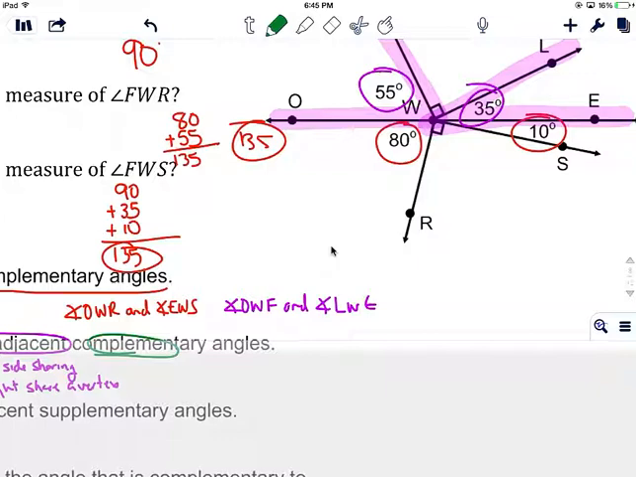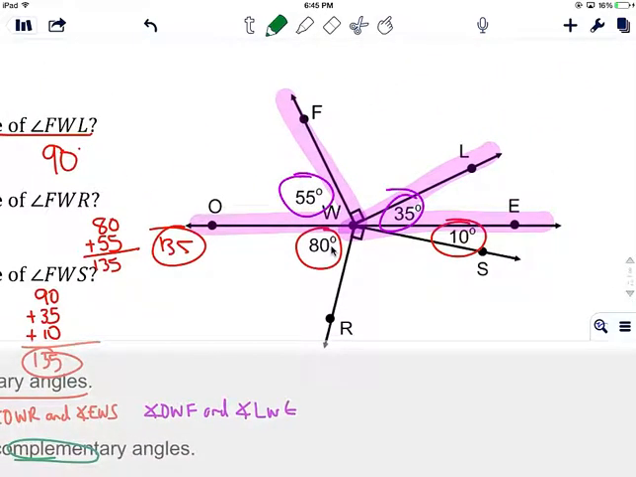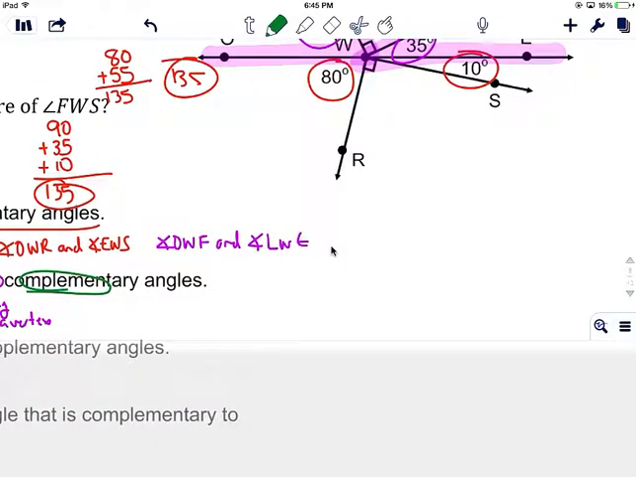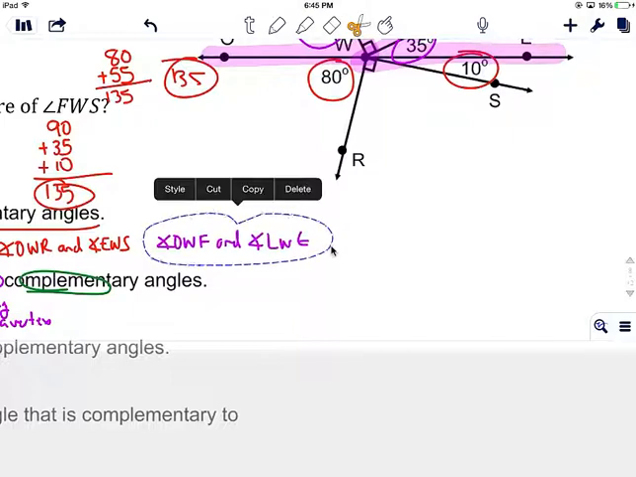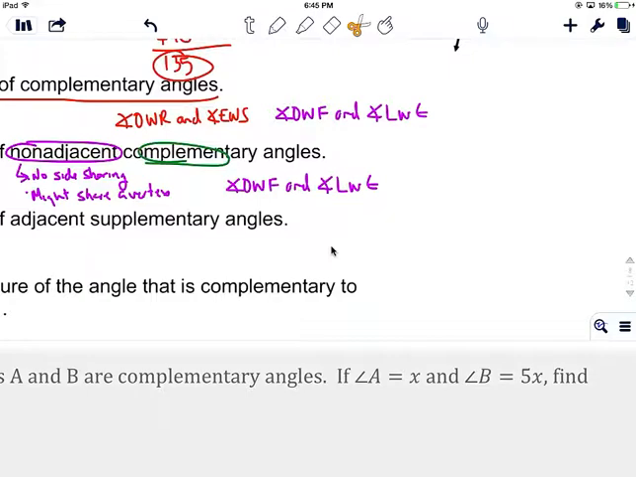Right? Because if I take a look at angles, well, let's take a look at which one's highlighted now. OWF and LWE, they don't share a side. They do share the vertex, but they don't share a side. So we're okay here. We can just copy our result from the previous one and paste it for the next one. Next question.